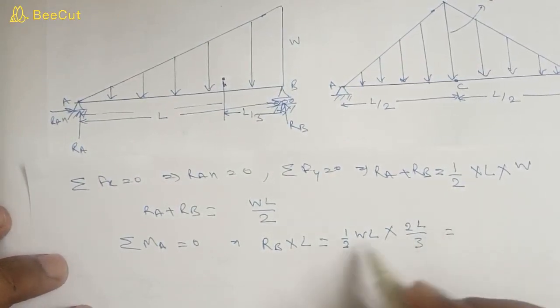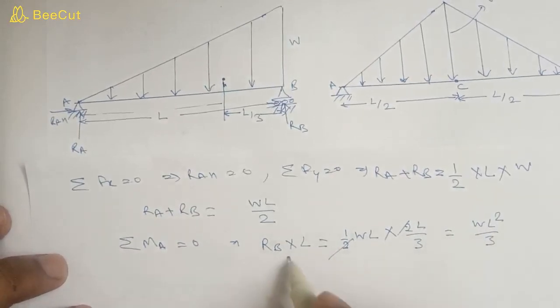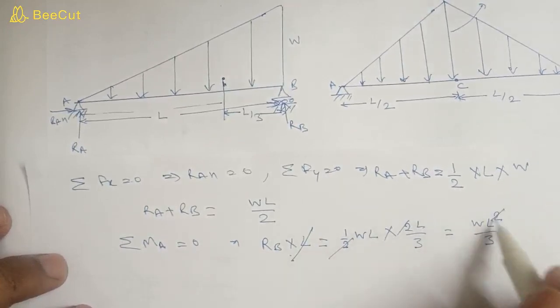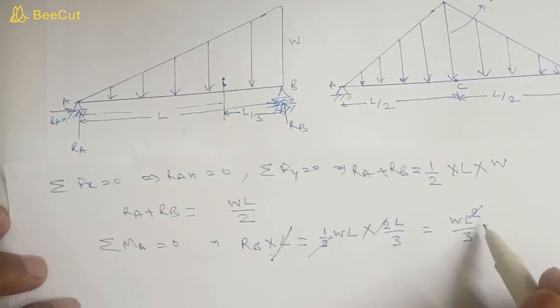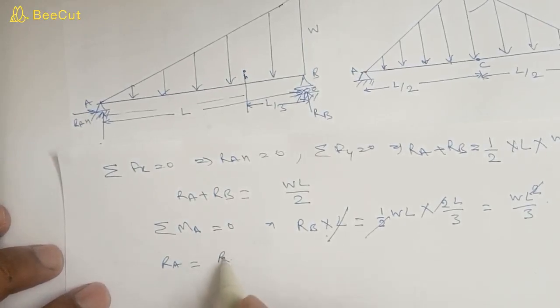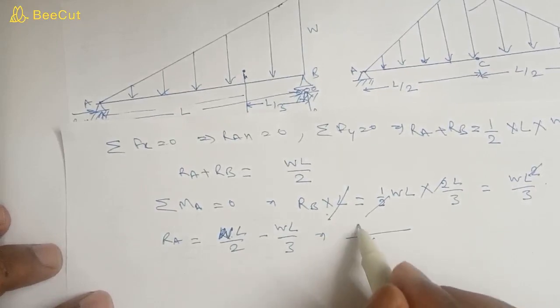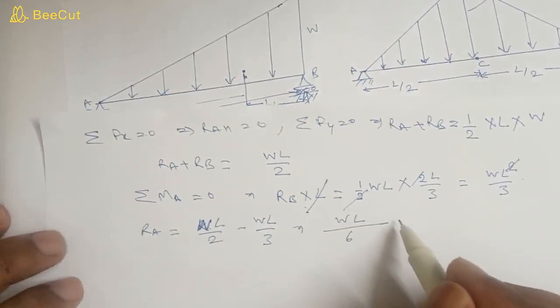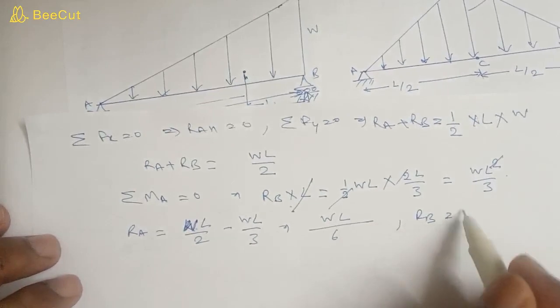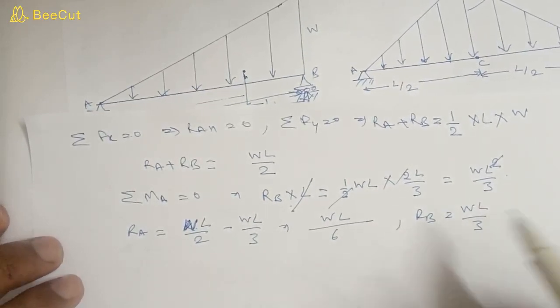So the 2 will cancel, and we get WL square by 3 is equal to RB into L. L will cancel L. So RB is WL by 3. So RA is WL by 2 minus WL by 3. So it becomes, with 6 as the common denominator, WL by 6. So RA is WL by 6, RB is WL by 3. Okay, so we have got RA and RB.